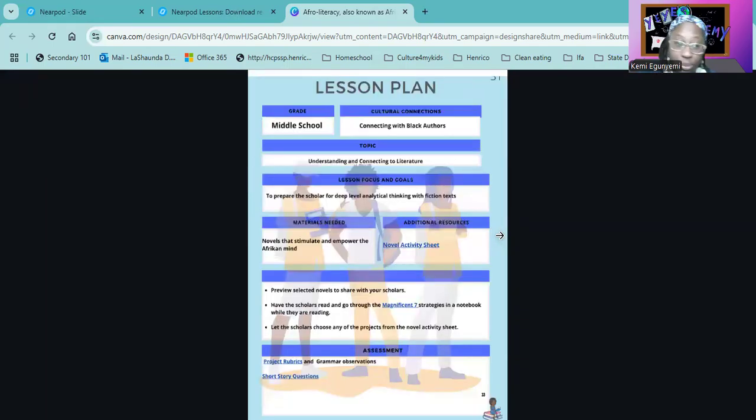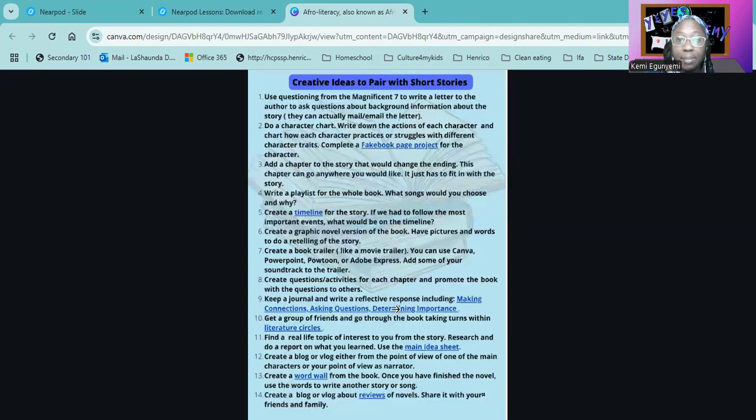For middle school, you have same thing. Understanding and connecting to literature. You're going to deep dive into the Magnificent Seven. You can write a letter to the author asking them questions about background information. Let them actually mail it. Same thing. You can do the characters and create a fake book project. We've taken characters and we've given them a fake book page. I've got the template for that.